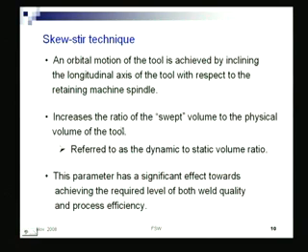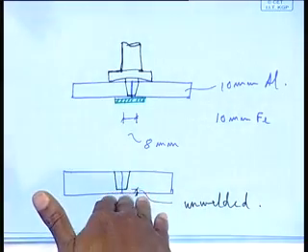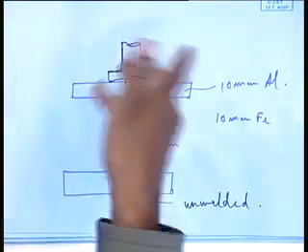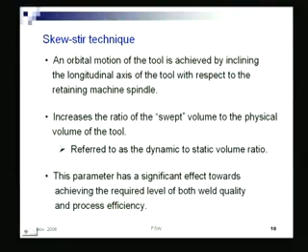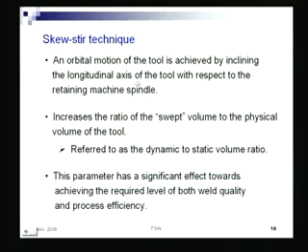This is another technique within that welding. An orbital motion of the tool is achieved by inclining the longitudinal axis of the tool. In these cases, my longitudinal axis is perpendicular to the plate surface. Now, if I incline it a little bit, then what happens? It will give a skewed motion, an elliptical motion will be executed.